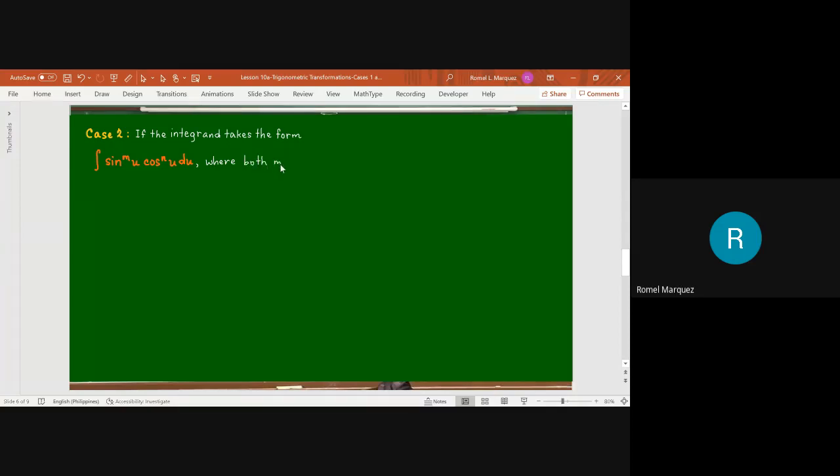m and n, don't be carried away, ha? Normally, when we say m and n, sorry, I'm carried away. So we have, where both m and n are positive even integers. Okay, guys? Where both m and n are positive even integers.